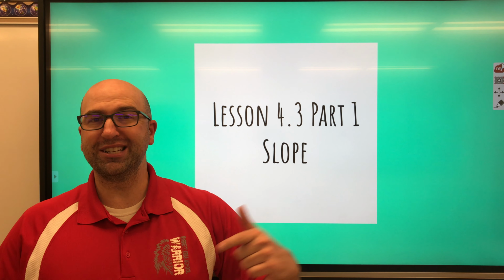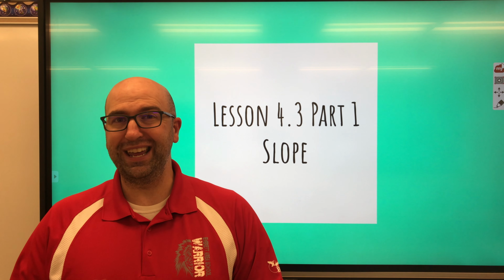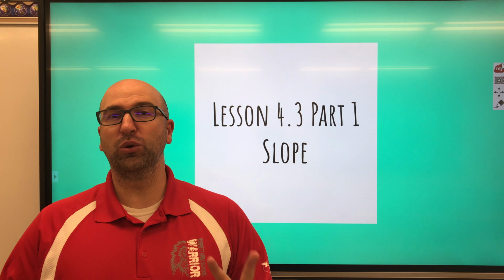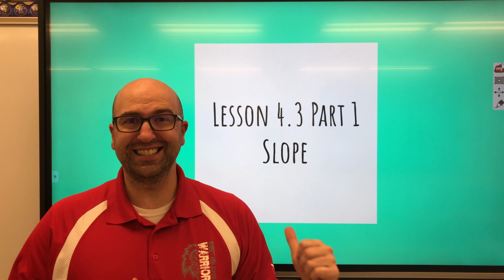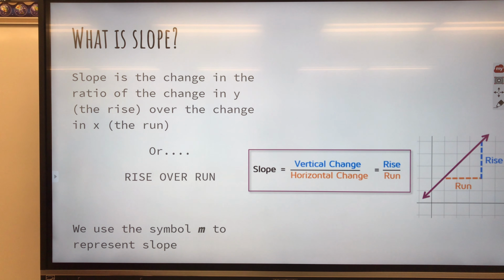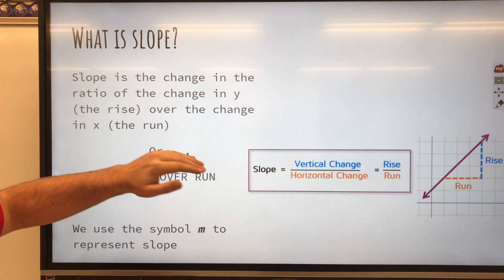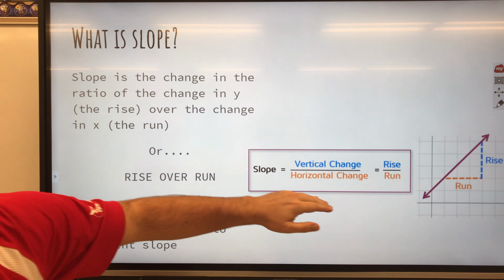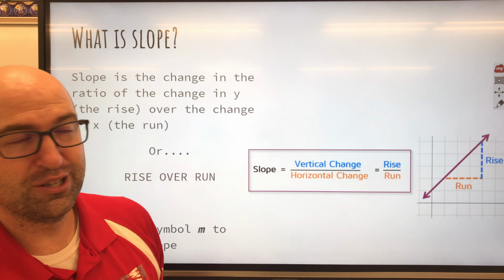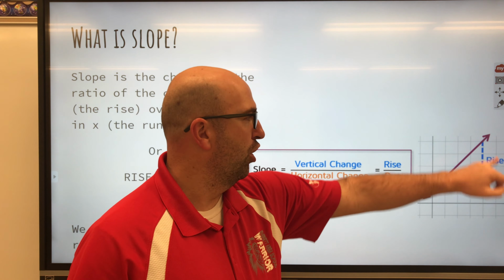So for today, we're going to take a look at what slope is and how to find the slope of a line. There's two different ways. We're going to start off with the easier of the two ways in today's lesson. So what is slope? Slope is the change in y compared to x. So slope is either going up or going down on the graph, and it's that vertical change over horizontal change, or otherwise known as rise over run.